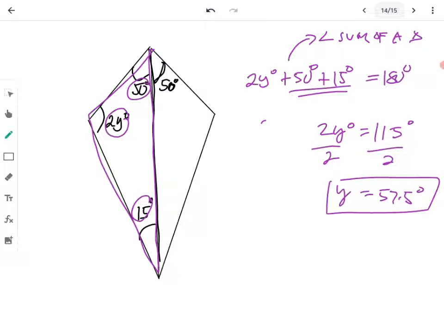As you can see, we use the idea that one diagonal bisects the interior angles. That's why we concluded that this is 50 degrees, this is also 50 degrees. And using the same reasoning, this becomes also 15 degrees, and we can also bring that there.